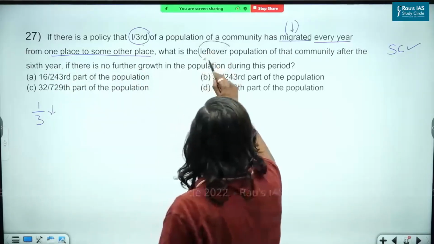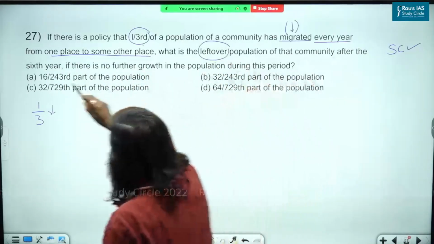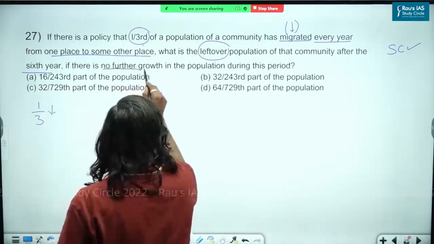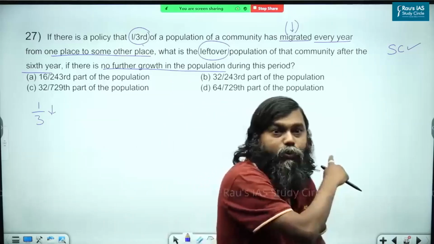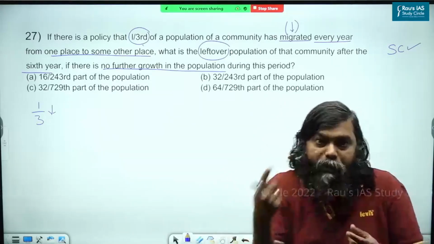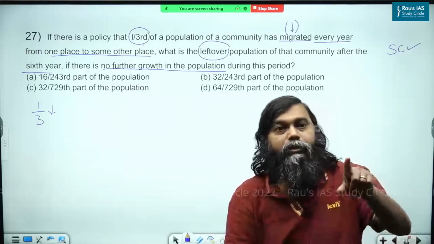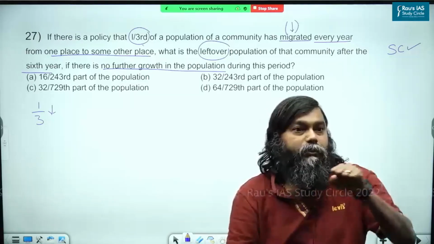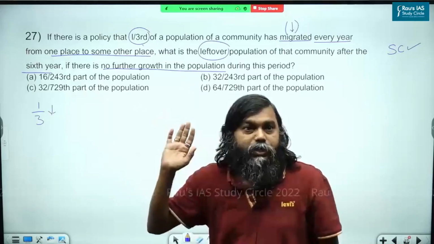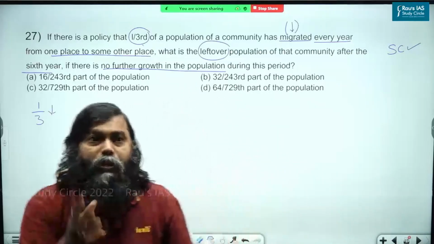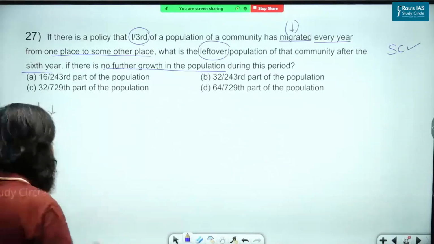What is the leftover population after 6 years if there is no further growth in the population? Do you understand the meaning of no further growth? Nobody is born there, nobody migrated to that place. That means every year 1/3 is decreasing. So tell me, after 1 year, what is the left out population in that area?